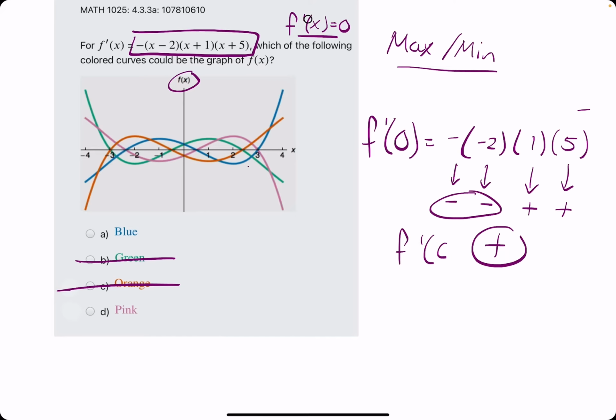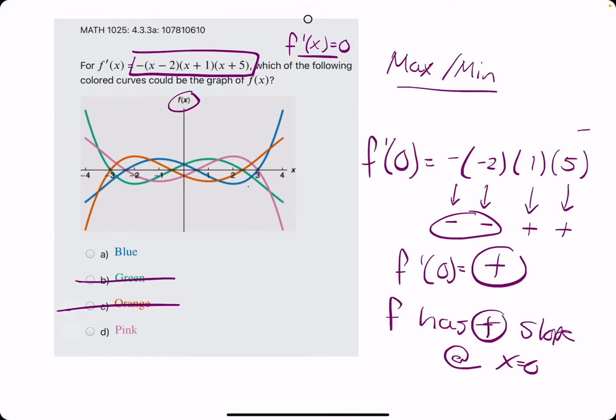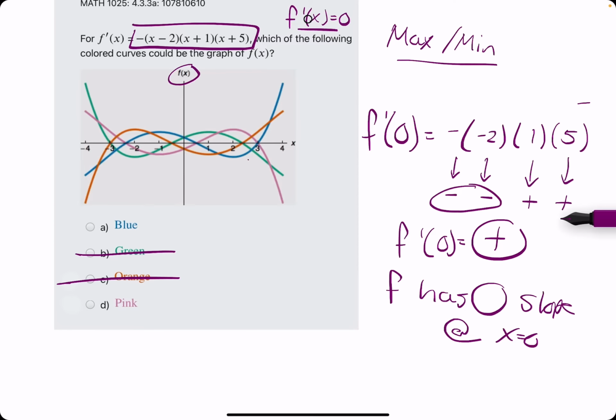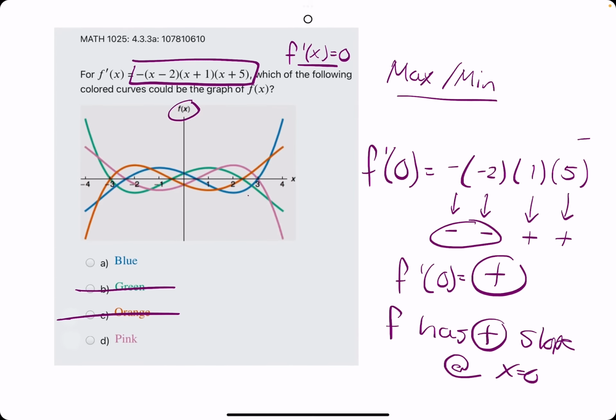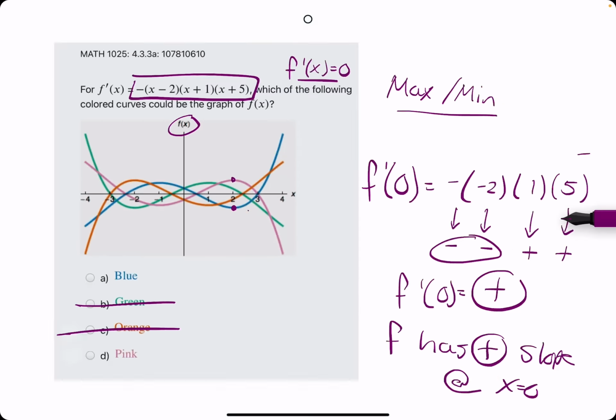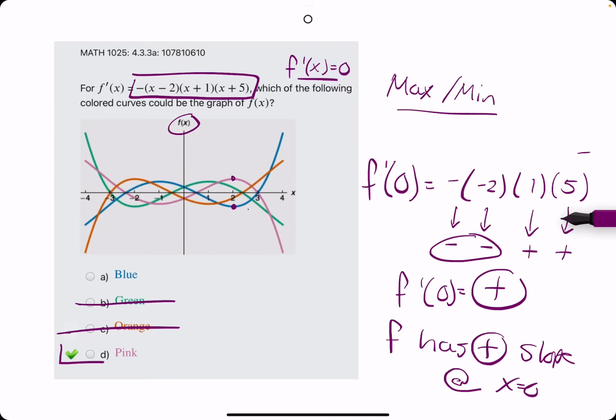So what does this mean? F prime at 0 is positive, which means f has a positive slope at x equals 0, because we plugged in x equals 0 to f prime, and the derivative f prime tells us our slope sign or value, really. So between the two we had pink and we had blue. If we look right at x equals 0, the one with the positive slope is pink, and blue has a negative slope at 0. So pink is our answer.